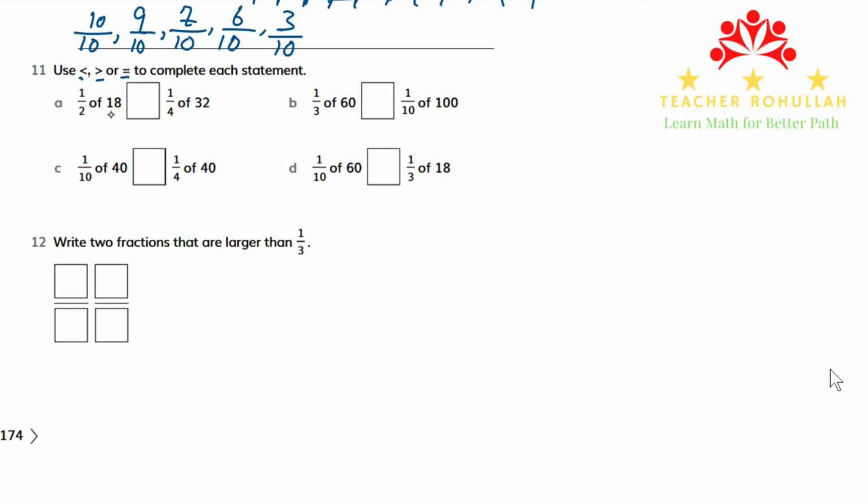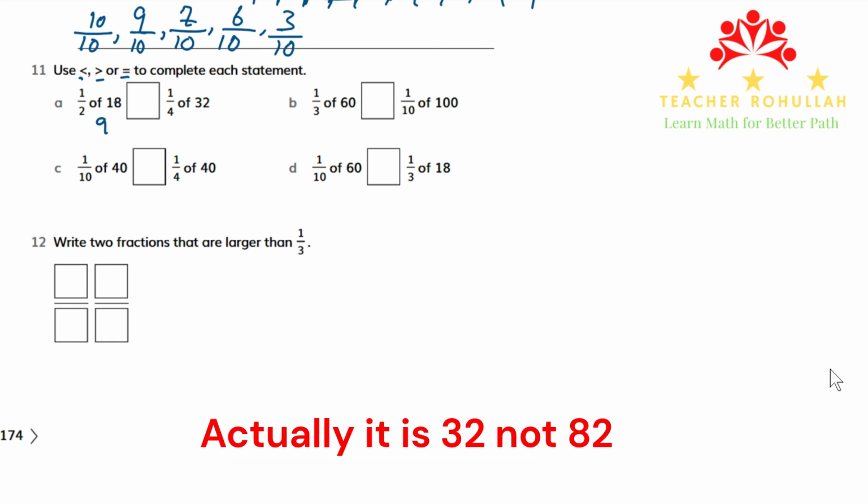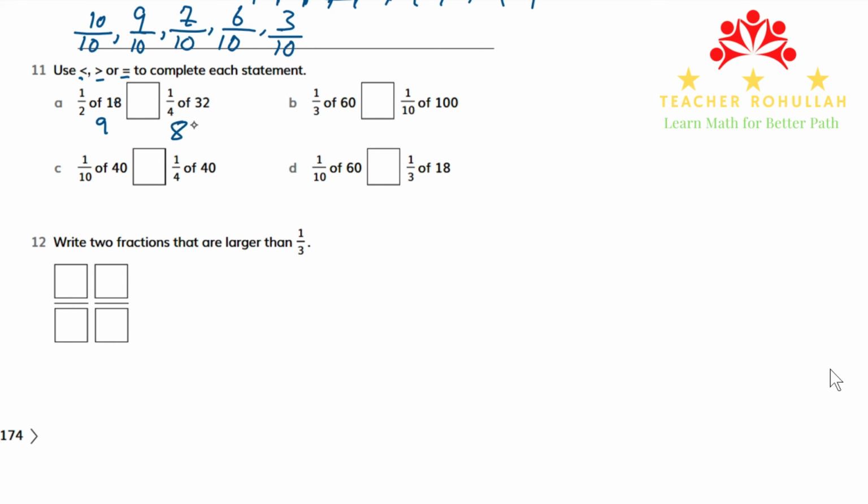To be able to answer, we should know what is 1/2 of 18. 1/2 of 18 shows that 18 is divided into 2 equal parts, one part is taken. So 1/2 of 18 is 9. And 1/4 of 32, we cut 32 into 4 equal parts. Each part is 8. Now, which one is larger? 9 is larger than 8. So the mouth of the inequality sign should be open towards 9. So we can give it like this over here.